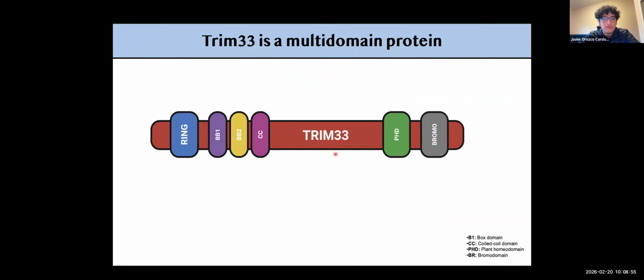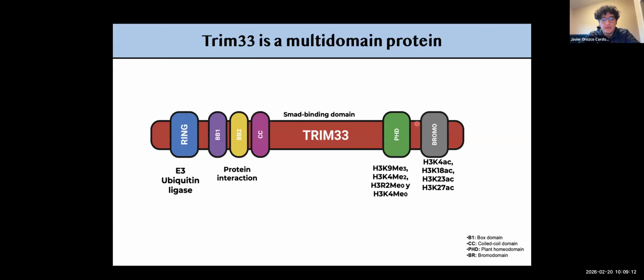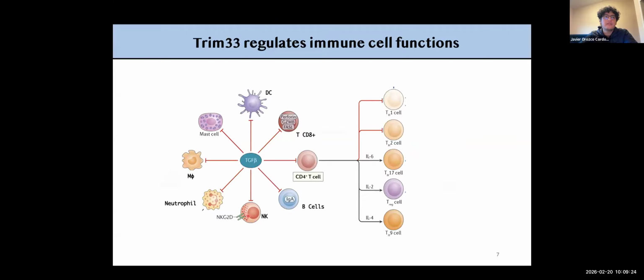TRIM33 is a multi-domain protein. It has a domain for ubiquitin ligase, B boxes for protein interactions, in the linker a domain for SMAD binding, and in the C terminal two epigenetic readers, PHD and bromo, that can recognize certain epigenetic markers in the histones. So the functions of this protein go beyond just interacting with the SMADs. This protein has been mainly studied in non-immune cells, which is where it has been described.